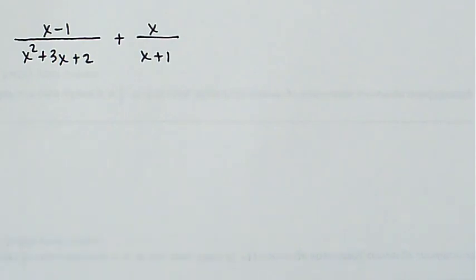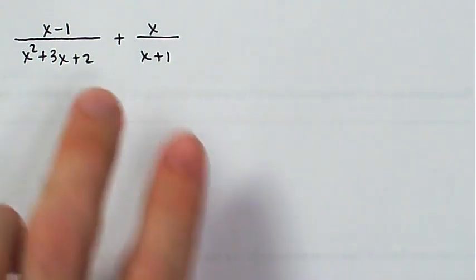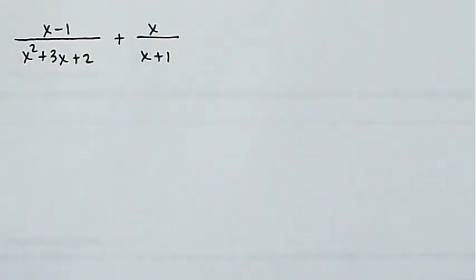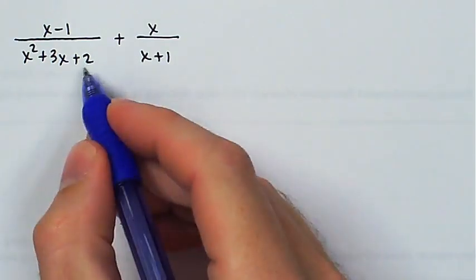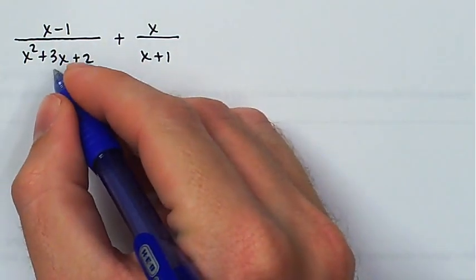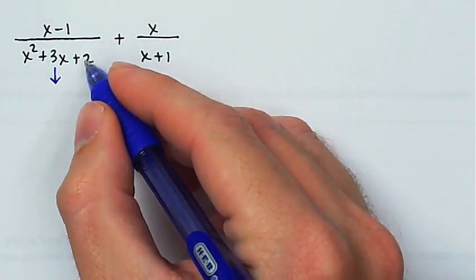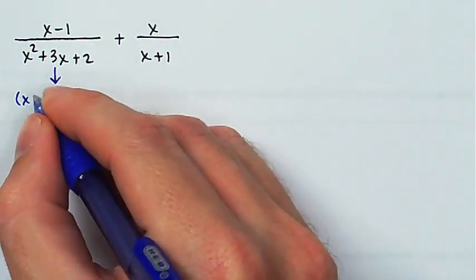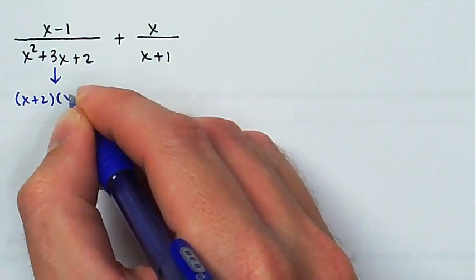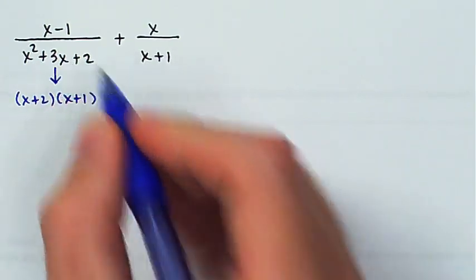Now I'm going to need to get a common denominator. But because I can see that there's going to be a common factor between this denominator and that denominator, I'm going to suggest we factor this denominator first. So I'm going to say, okay, x squared plus 3x plus 2. What are two numbers that multiply to 2 and add to 3? 2 and 1. So I'm going to say x plus 2 times x plus 1 is this denominator.